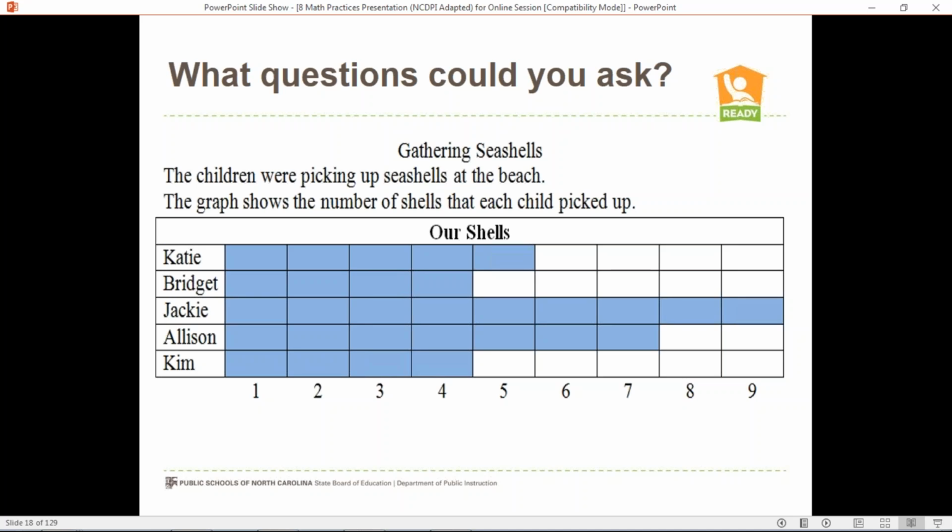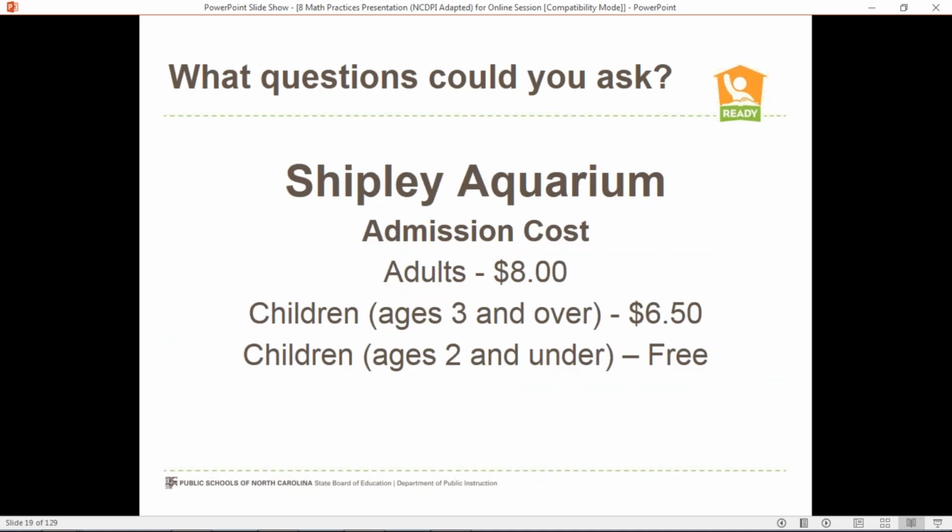And so as you look at this data right now, we've got some kids. We've got Bridget, who has 4 shells, it looks like. So what kind of questions could we ask about Bridget? What could we ask about Bridget and Katie together? And the more kids are writing their own tasks or their own questions, the more opportunities they have to feel they're in charge of the math, right? That the questions really do come from somewhere real.